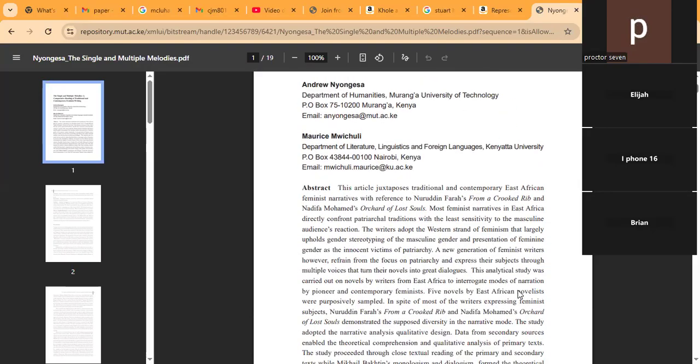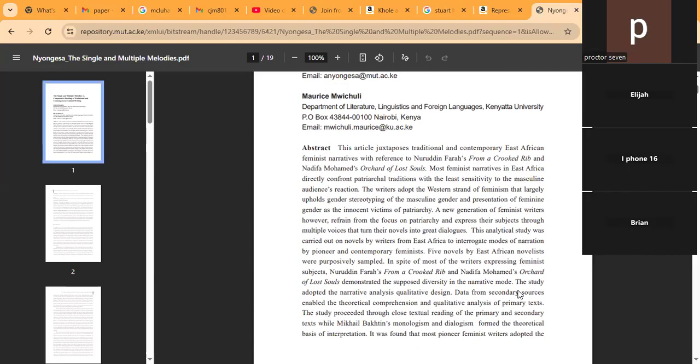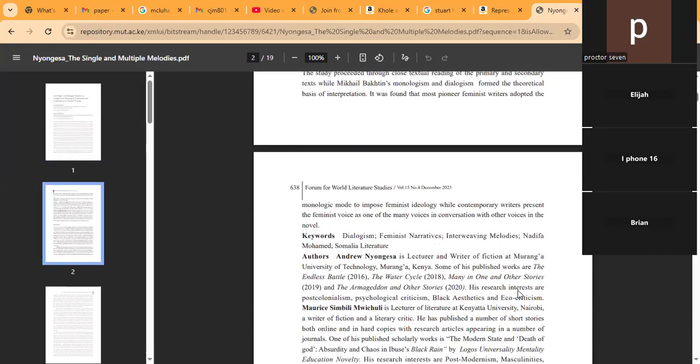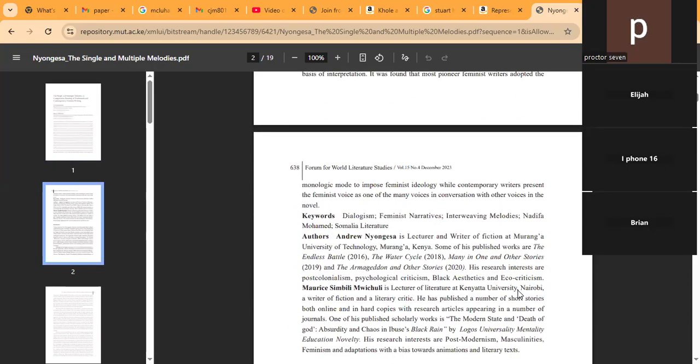That's the abstract. This article juxtaposes traditional and contemporary East African feminist narratives. So you can see, you tell us the purpose of the paper, and that's called the thesis statement. You begin with the thesis statement, and you tell us exactly what the paper is about. So that's the abstract. Then the abstract ends with the keywords.